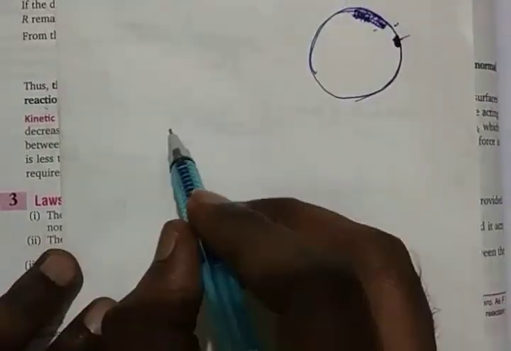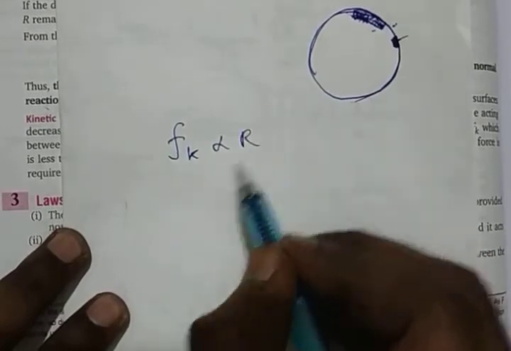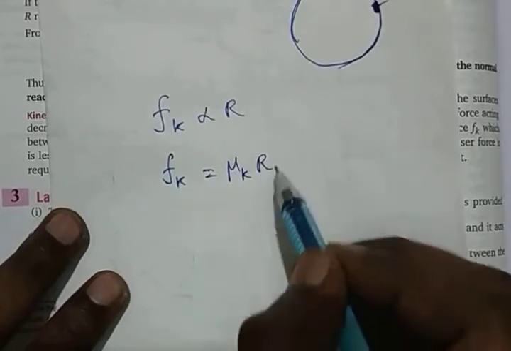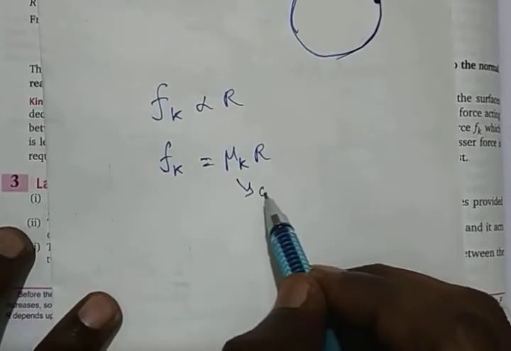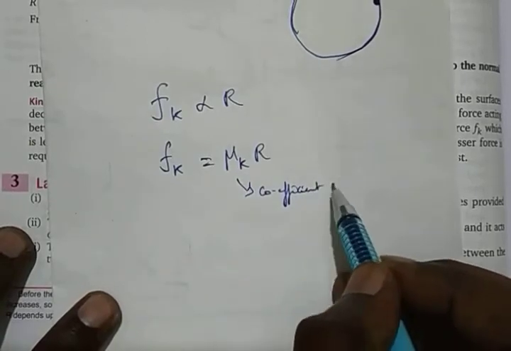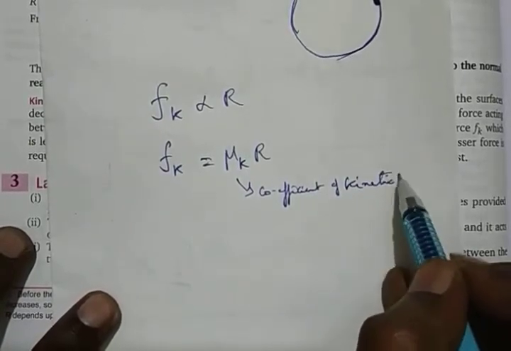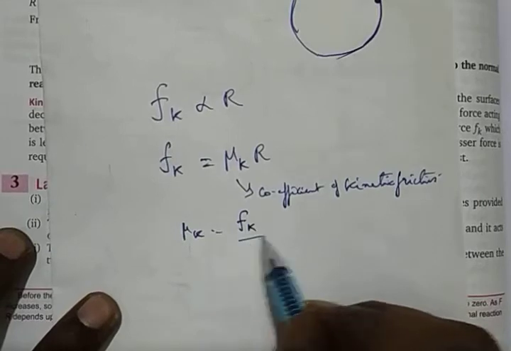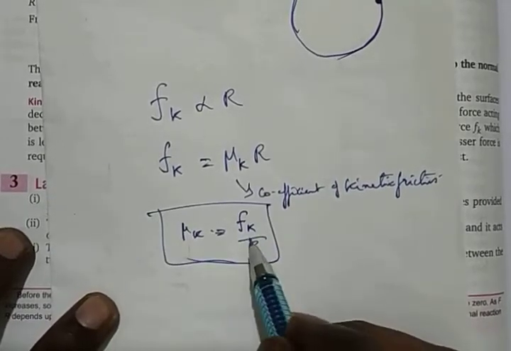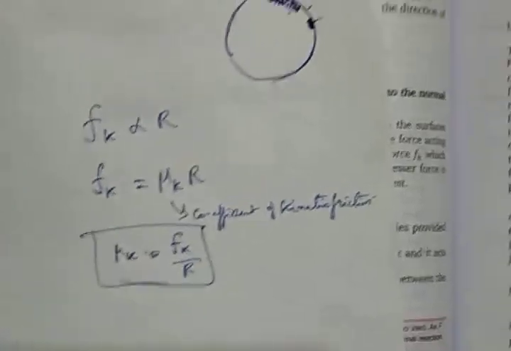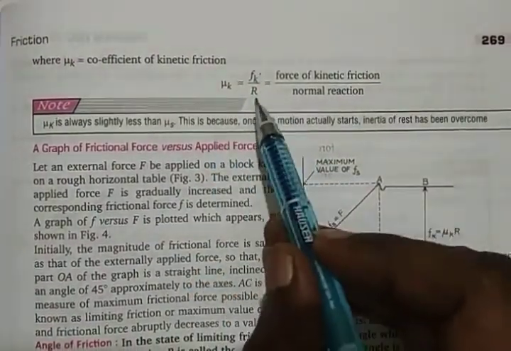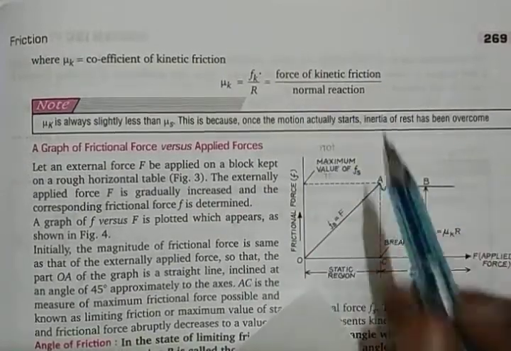So Fk is directly proportional to R, and Fk is equal to mu k times R. What is mu k? Coefficient of kinetic friction. So mu k is equal to Fk upon R. This is especially when the body is on the move. So you find the value mu k is equal to Fk upon R, force of kinetic friction upon normal reaction.